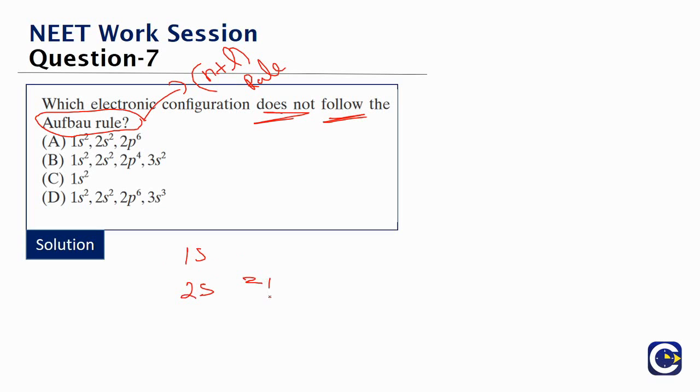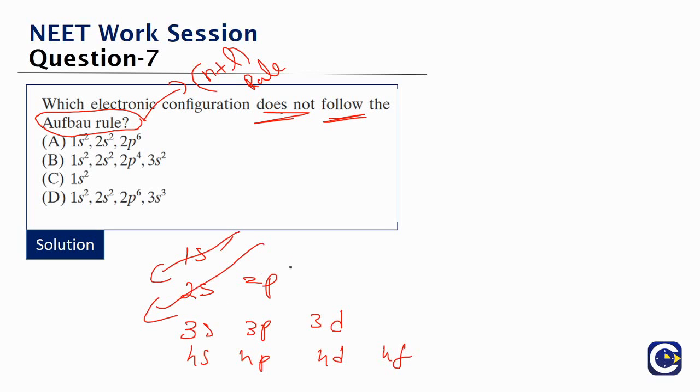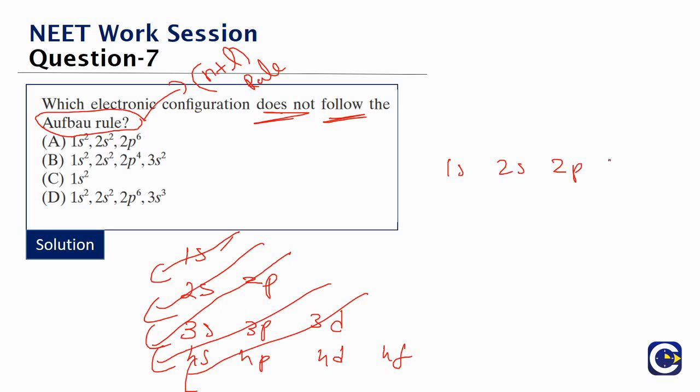So we have to remember this order: 1s, 2s, 2p, 3s, 3p, 3d, 4s, 4p, 4d, 4f. First we fill 1s, then 2s, then 2p, then 3s, then 3p, then 4s. After filling 4s we come to 3d. So what is the order? 1s, 2s, 2p, 3s, 3p. After 3p, not 3d, it is 4s. After 4s it will be 3d. Like that we have the order.